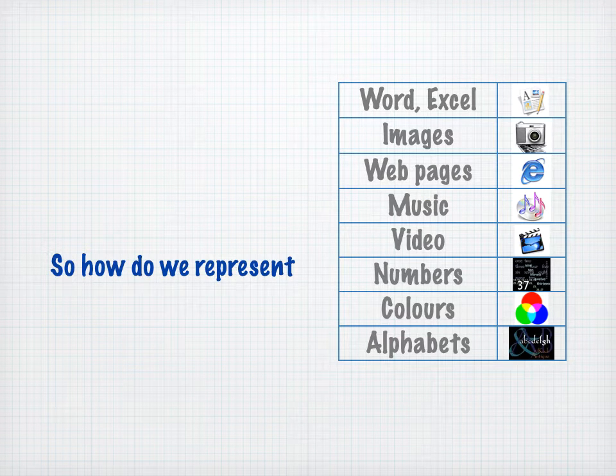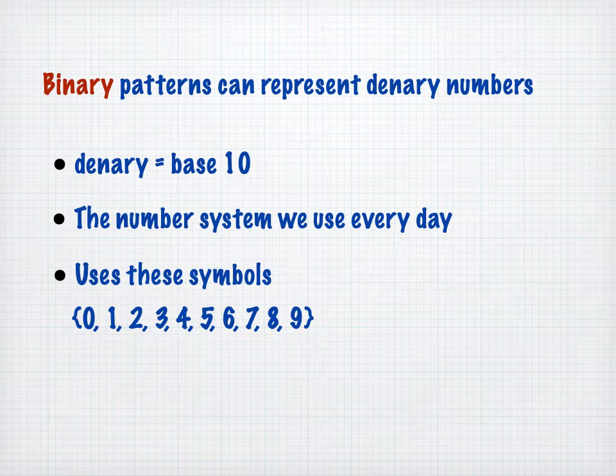So how do we actually represent numbers? Well, this is where we can lean on number theory, because those patterns of ones and zeros are often used to represent denary numbers, base 10 numbers. So let's just talk a little bit about number bases. Base 10, another name for that is denary. It's the number system that we use all the time, and obviously it has 10 symbols: 0, 1, 2, 3, 4, 5, 6, 7, 8 and 9.